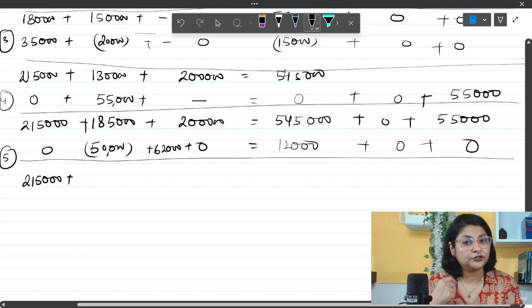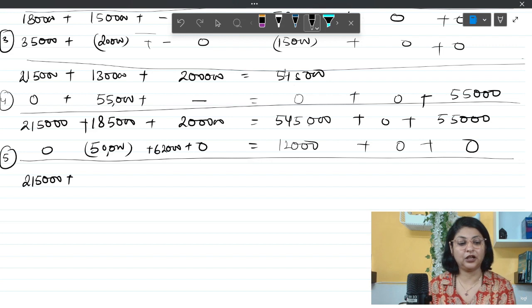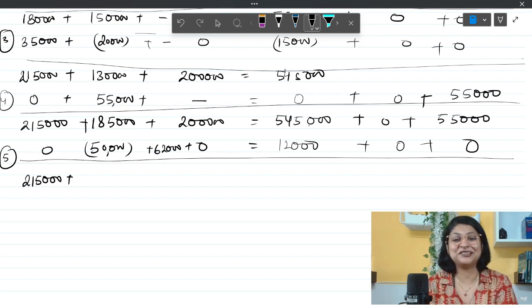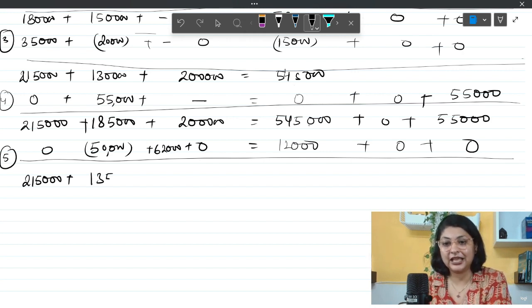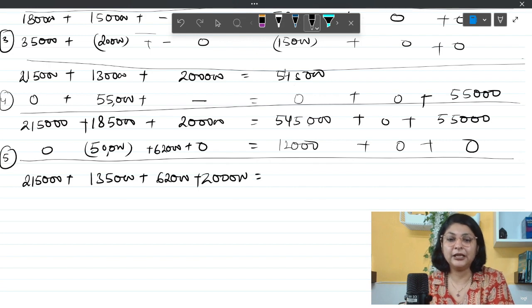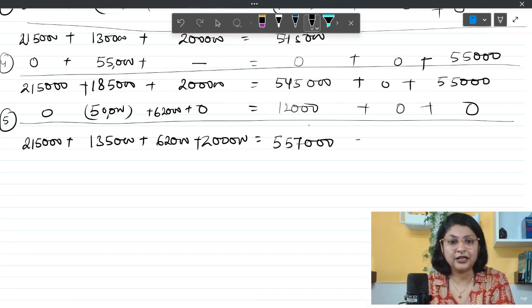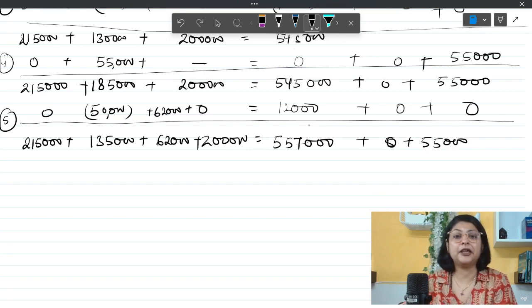My stock is going to reduce by 50,000 rupees. My debtor is going to increase by 62,000 rupees, and my liability, means my capital, is going to increase by 12,000 rupees. So 85 minus 50 is 1,35,000 plus 62,000. Varun, our debtor, has come over here, and 2 lakh rupees was building, and here 12,000 rupees is added. So it has become 5,57,000 and 0 plus 55,000. This is my new accounting equation.